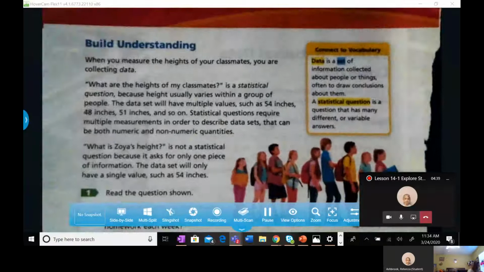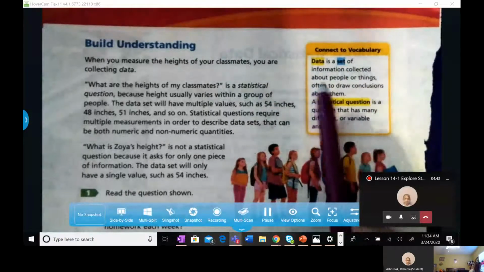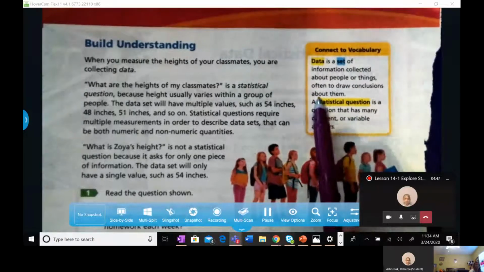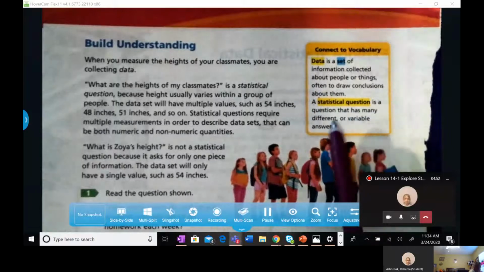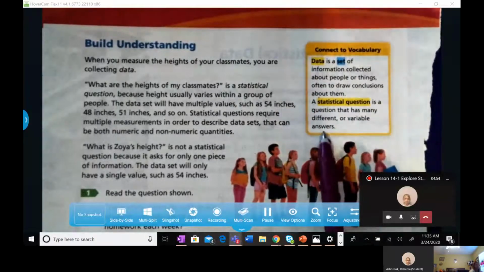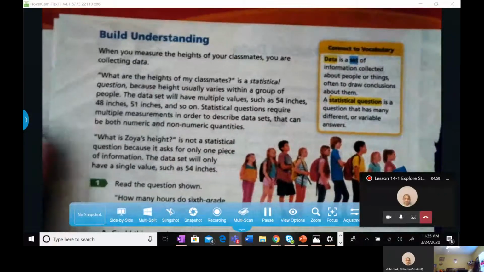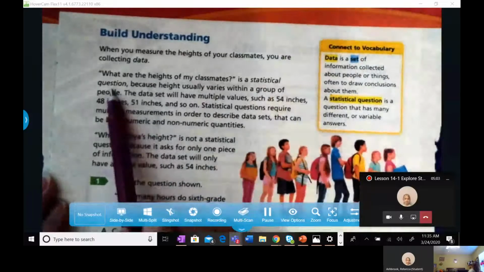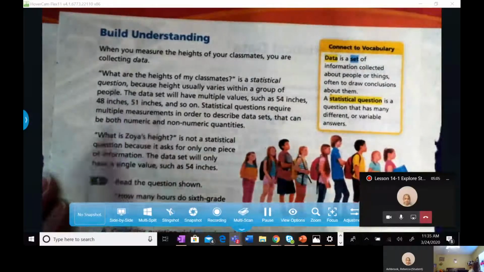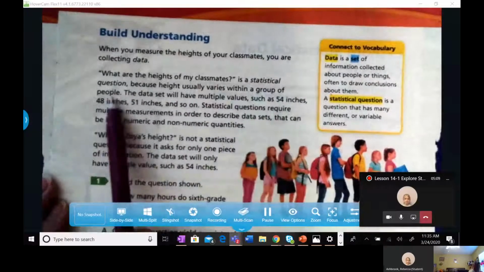Data is a set of information collected about people or things, often to draw conclusions about them. A statistical question is a question that has many different or variable answers. When you measure the heights of your classmates, you are collecting data. What are the heights of my classmates is a statistical question because we're going to get multiple answers, because height usually varies within a group of people.